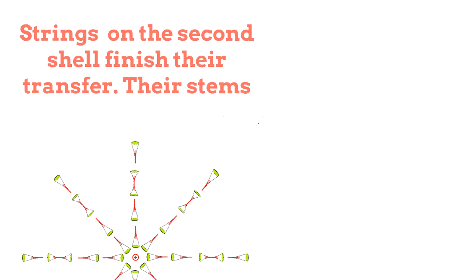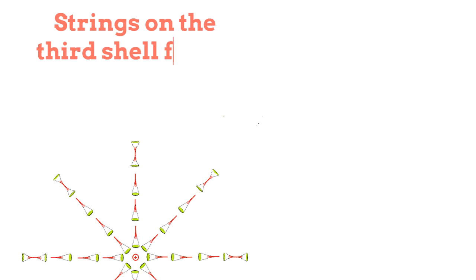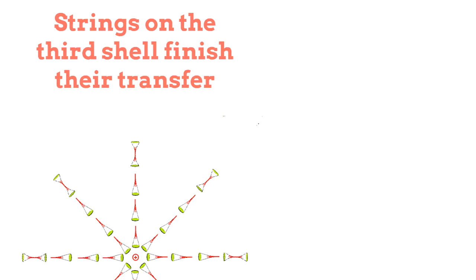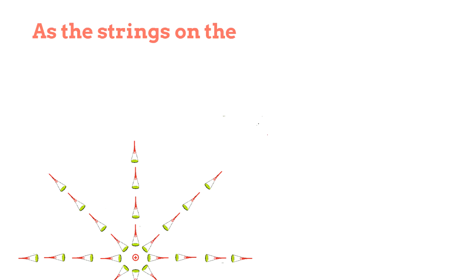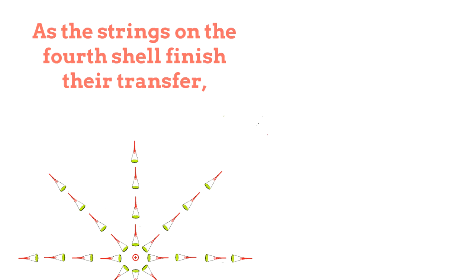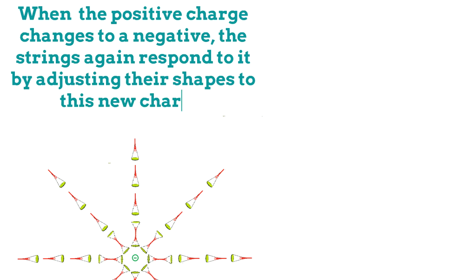Strings on the second shell finish their transfer. Their stems influence the strings on the third shell, causing them to relocate their nodes away from the charge. Strings on the third shell finish their transfer, and strings on the fourth shell transit their nodes to the middle, as the strings on the fourth shell finish their transfer, and so influence nearby strings to change their shape, and so on.